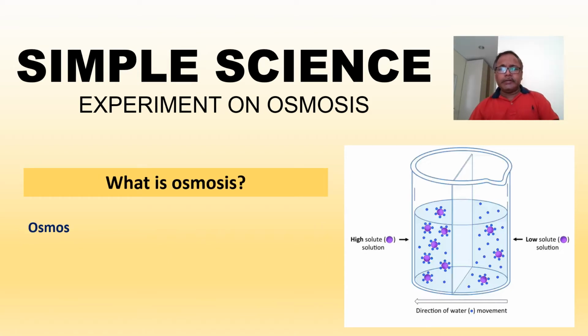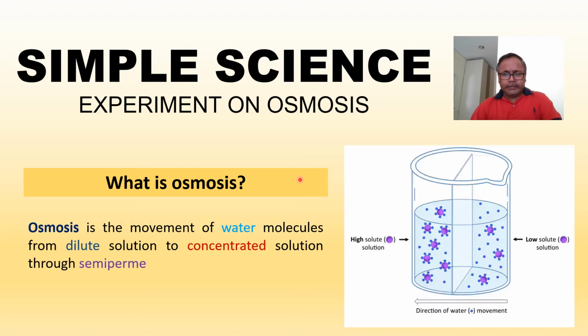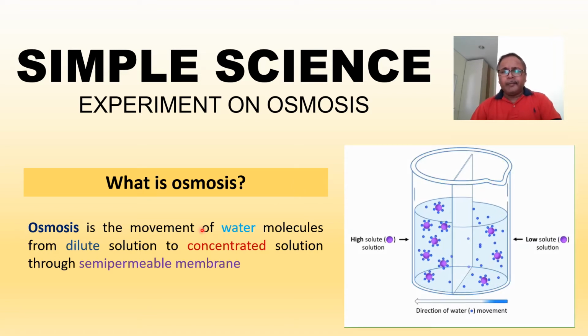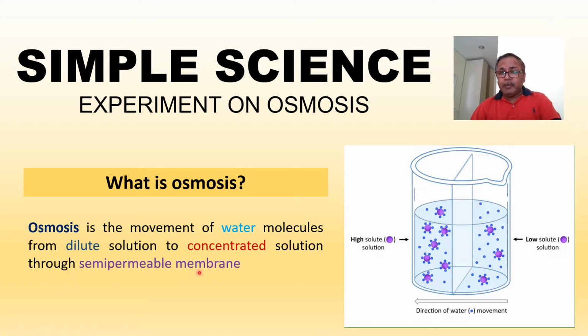Good morning, dear students. In today's video, I will explain a simple science experiment on osmosis using a potato osmoscope. So firstly, I will clear the definition of osmosis. What is osmosis? Osmosis is the movement of water molecules from a dilute solution to a concentrated solution through a semi-permeable membrane.